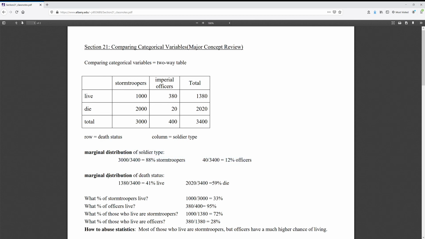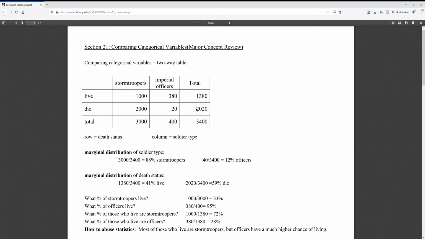Likewise, we could talk about the marginal distribution of death status. We simply ignore the other variable, soldier type, and just look at how life and death plays out. 1,380 out of the total who lived, 2,020 out of the total who died. So again, we can divide it out. 1,380 divided by 3,400 is 0.41, so as a percent, 41%. 1,380 divided by 3,400, 0.40588 something, yeah, call it 41%.